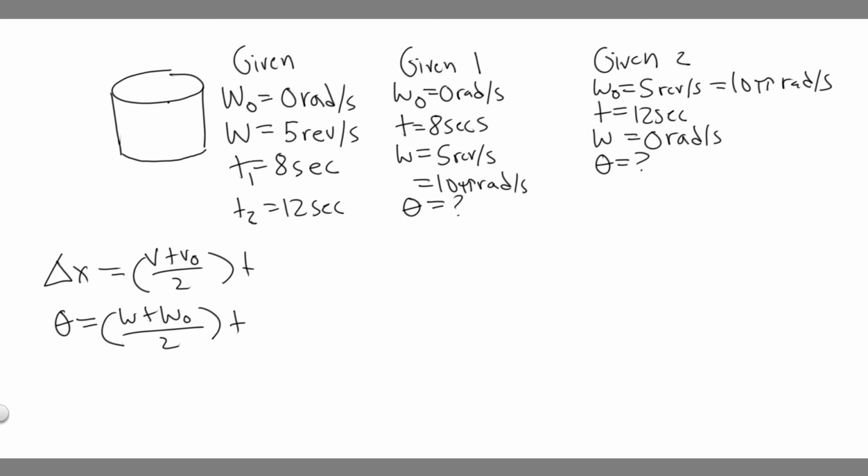Keep in mind, we have this information. We have omega final, omega initial, and t for both of them. So all we have to do is plug in the information and we can solve for theta. Let's start with the first interval. For the first interval, we're solving for theta.